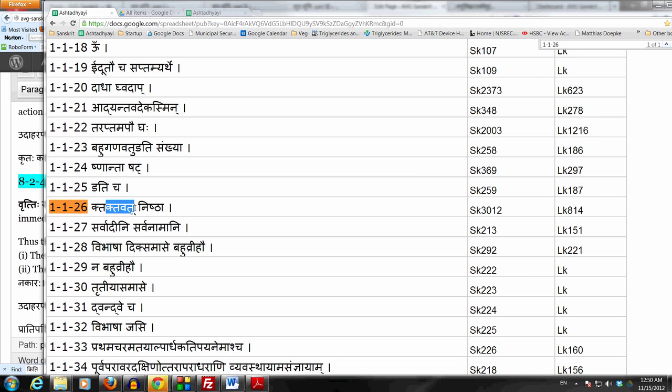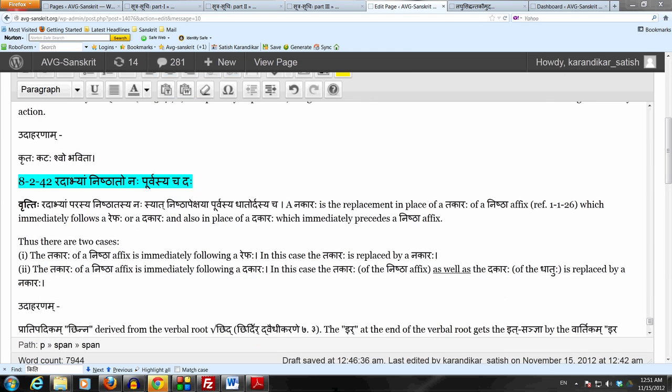So we don't have to go through all the steps again and again, because the steps involved in deriving a form ending in the ktavatu pratyaya are all the same as the steps involved in deriving a form ending in the kta pratyaya. So we just derive the form ending in the kta pratyaya and add the vat to get the form ending in the ktavatu pratyaya. So in the following examples, we will not look at the steps separately for the ktavatu pratyaya. We will just look at steps for the kta pratyaya, then add vat to get the form with the ktavatu pratyaya. Okay, now the first sutram we'll take up here is the sutram 8-2-42.